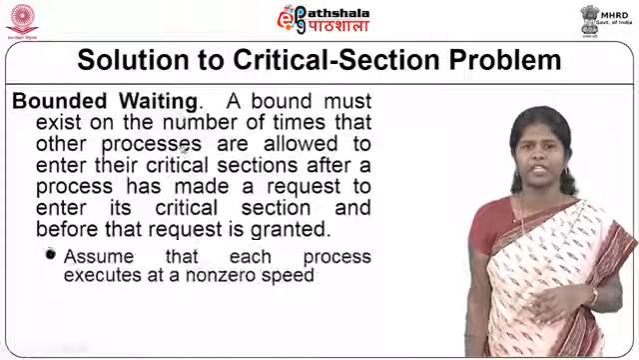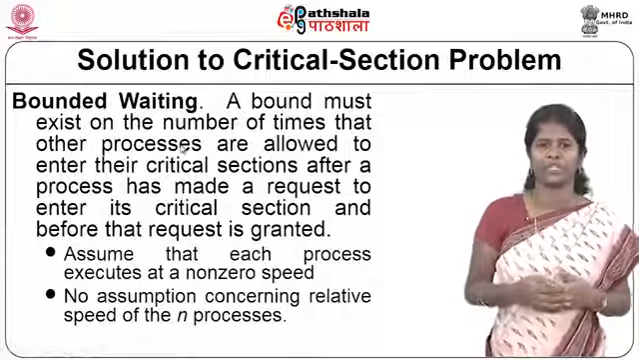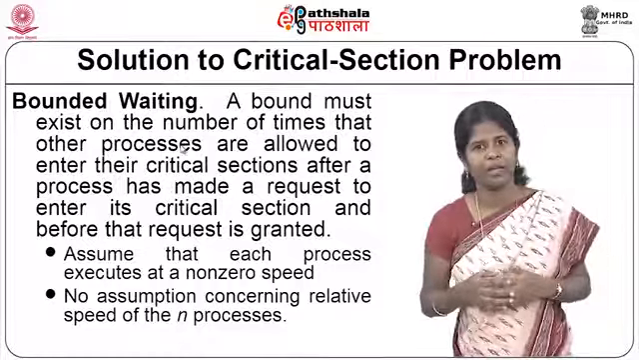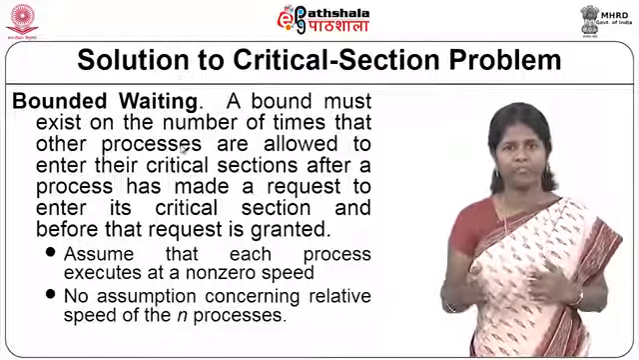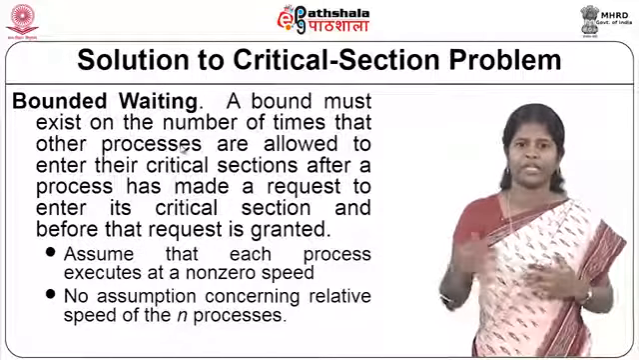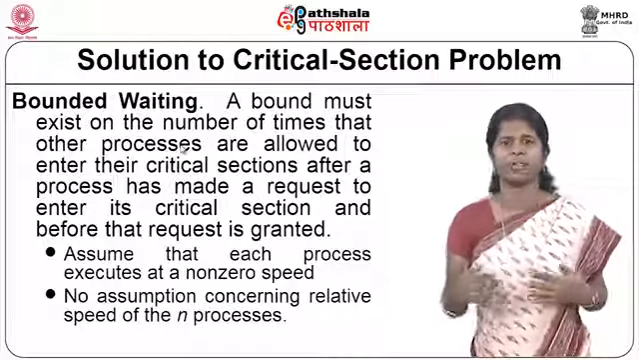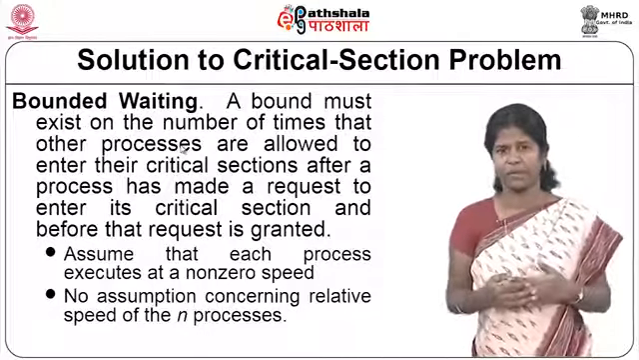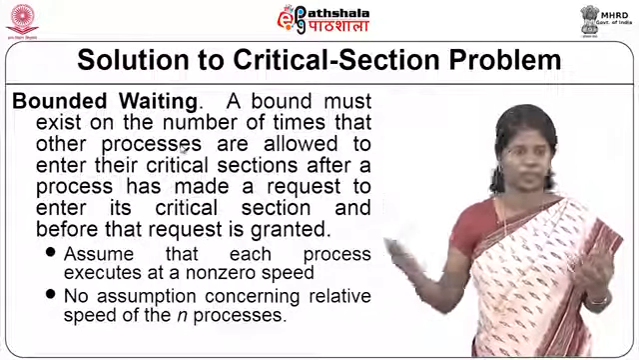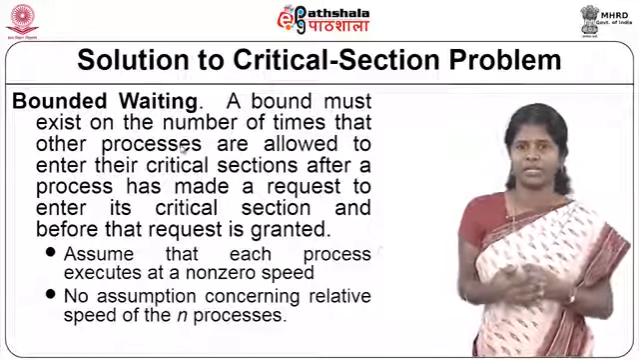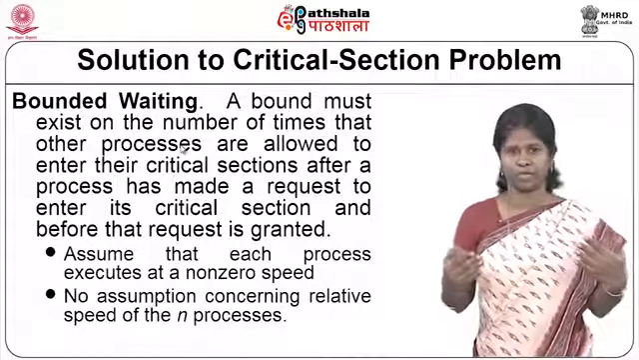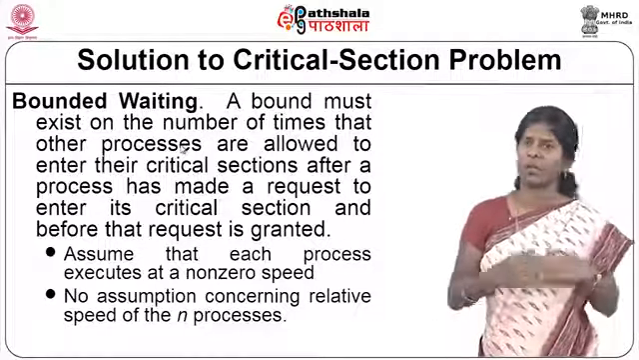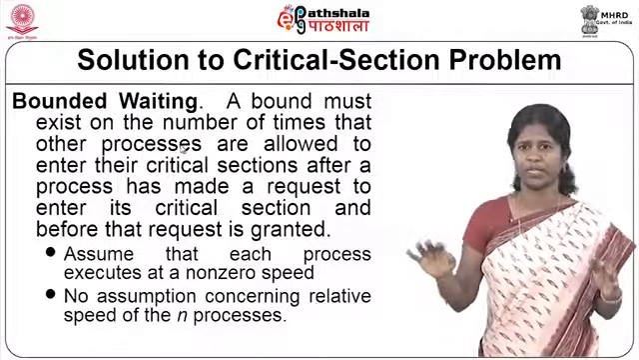And the third condition for a solution to the critical section problem is bounded waiting. Bounded waiting means a bound should exist on the number of times that other processes are allowed to enter the critical section after a process has made a request to enter its critical section and before that request is granted. What does this mean? Say you have three processes, P1, P2, P3, who want to enter the critical section. P1 has requested to enter, P2 has requested, and P3 has requested. All three are waiting.